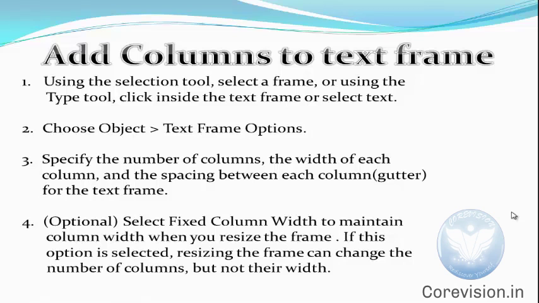Using the Selection tool, select a frame, or using the Type tool, click inside the text frame or select text. Choose Object, then Text Frame Options. Specify the number of columns, the width of each column, and the spacing between each column for the text frame. Select Fixed Column Width to maintain column width when you resize the frame. If this option is selected, resizing the frame can change the number of columns but not their width.